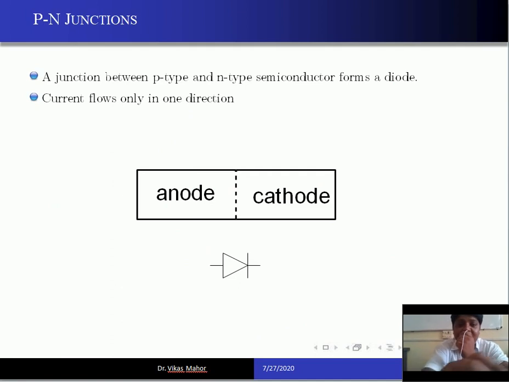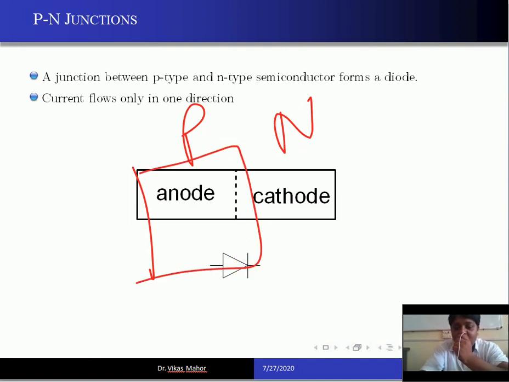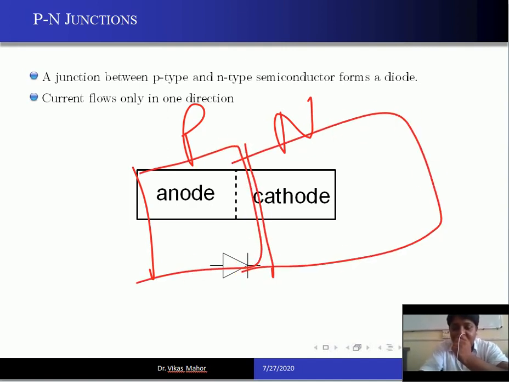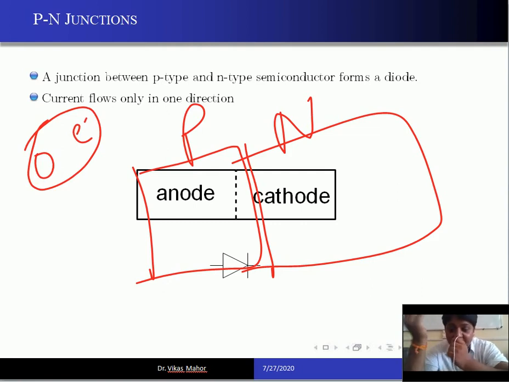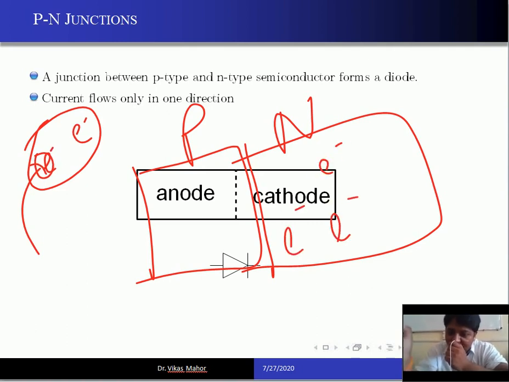If this is a p-type material and this is an n-type material, what happens when you join p-type and n-type material? The holes in the p-type combine with the electrons in the n-type. See, this is a covalent bond where you have an electron and a hole here, which is not complete. This is not a complete bond. So what will happen when electrons come here? When electrons come here, because n-type has a majority of electrons, that covalent bond becomes complete.